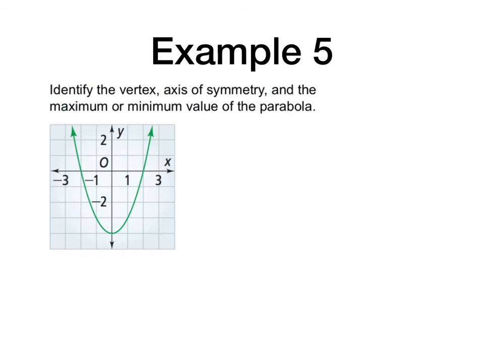All right, let's do another. So now we need to identify the vertex, axis of symmetry, and the maximum or minimum value of the parabola. So how do we find our vertex? Where on the graph is the vertex located? It's the very bottom. It's this point right here. So can we just look at this picture and tell what our vertex is? Yeah, so what's our vertex? 0, -4.